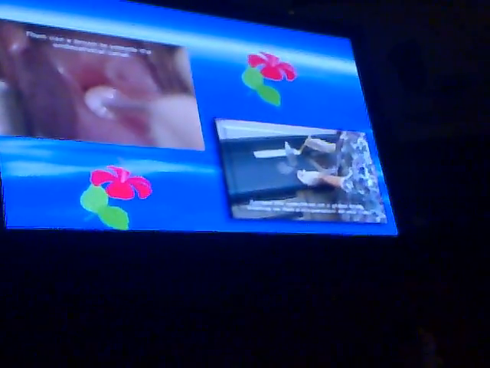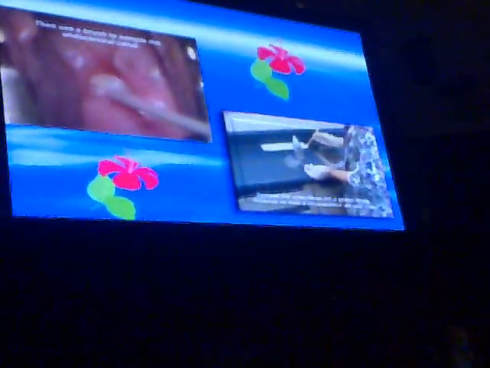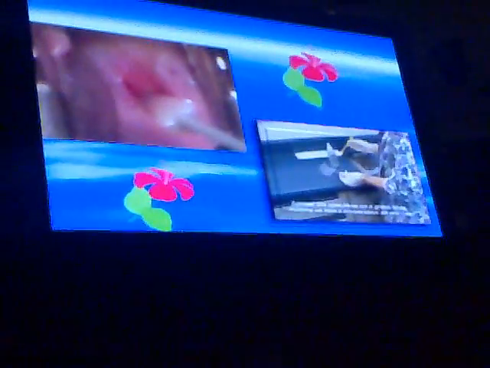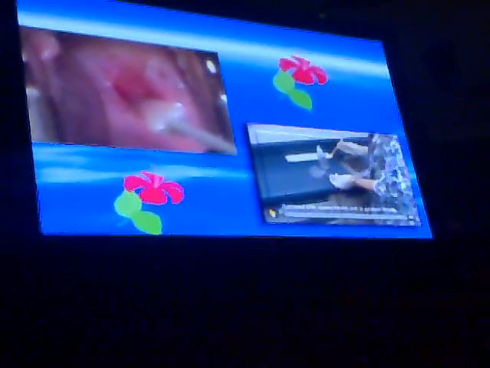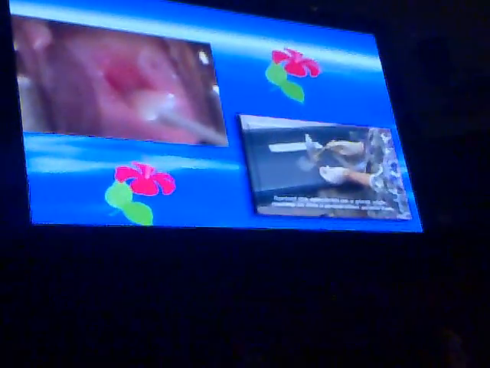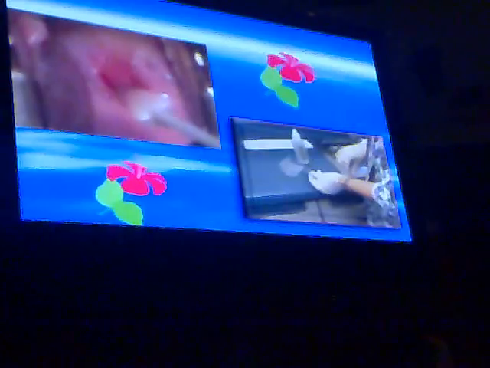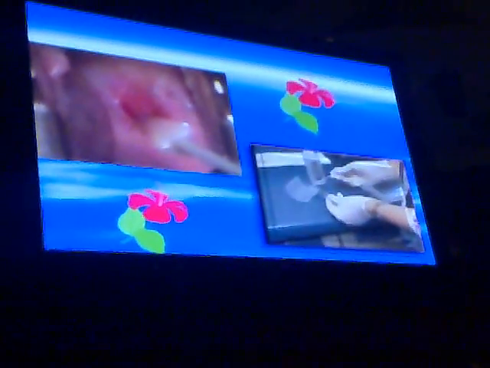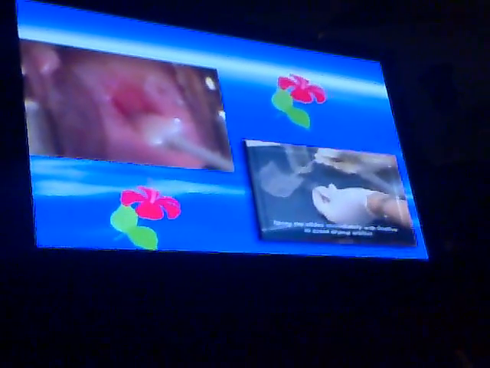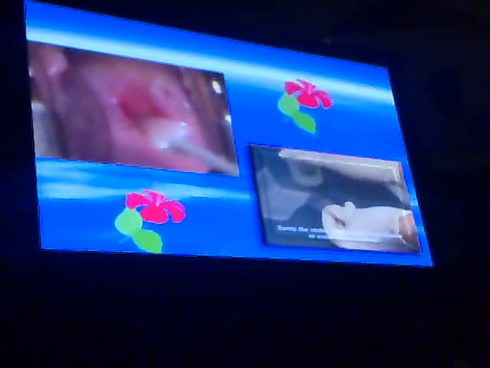Then use a brush to sample the endocervical canal. Spread the specimen on a glass slide, making as thin a preparation as you can. Spray the slides immediately with fixative to avoid drying artifact.